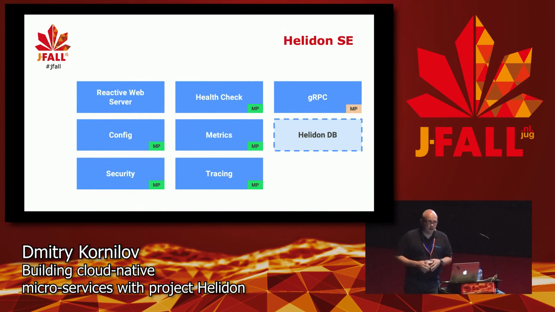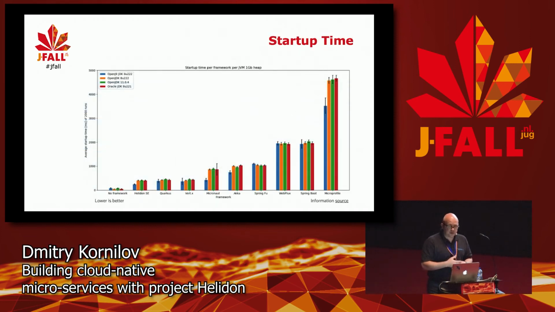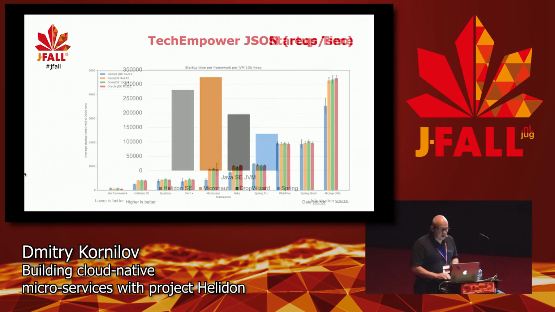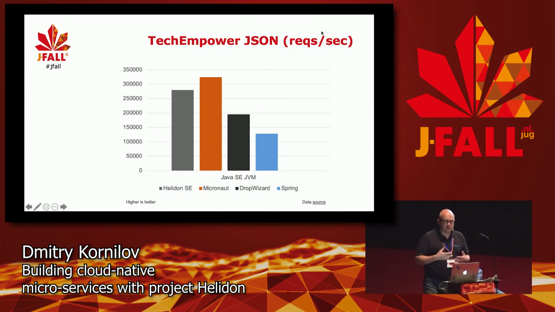Helidon SE. Another part of Helidon. It's just a set of libraries: configuration, security, reactive web server. Not the same configuration as MicroProfile, slightly different. And the web server supports health checks, metrics, tracing by default, again with slightly different Helidon SE-based APIs. Helidon SE is fast, according to some public data. Here is a source. Startup time of a Helidon SE application on different JVMs is listed here, so we're quite quick to start. And according to TechEmpower, JSON requests per second, where they collect benchmark data for different frameworks, we're actually doing quite well too.